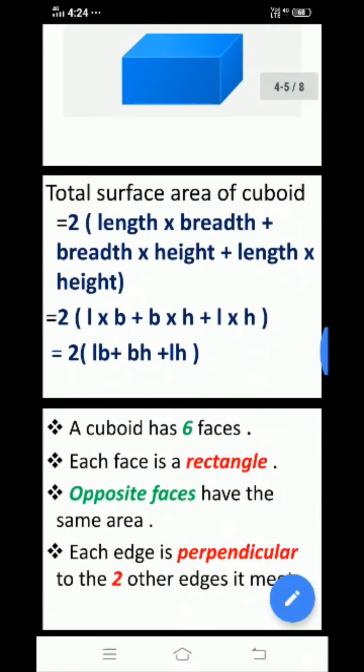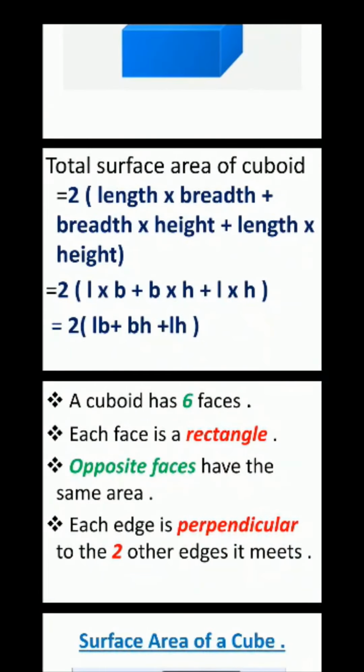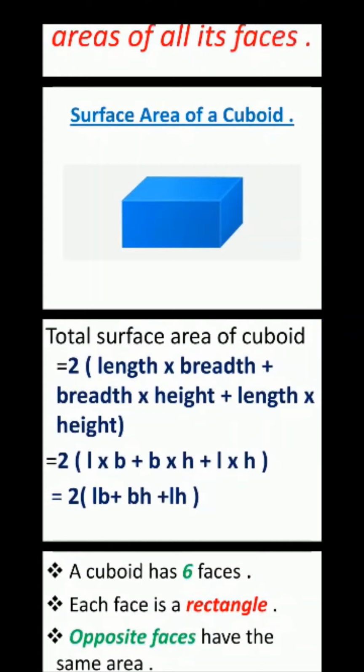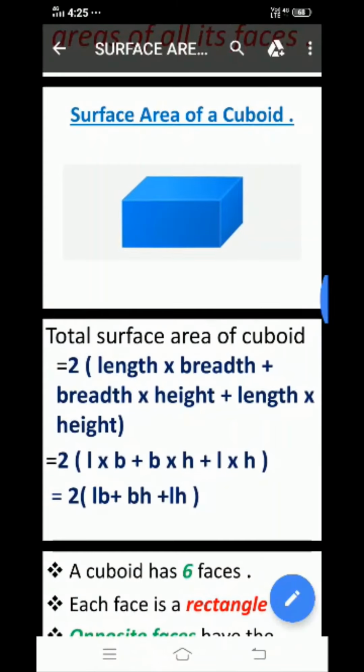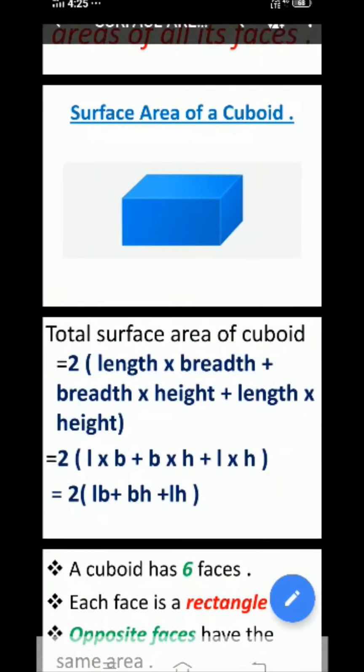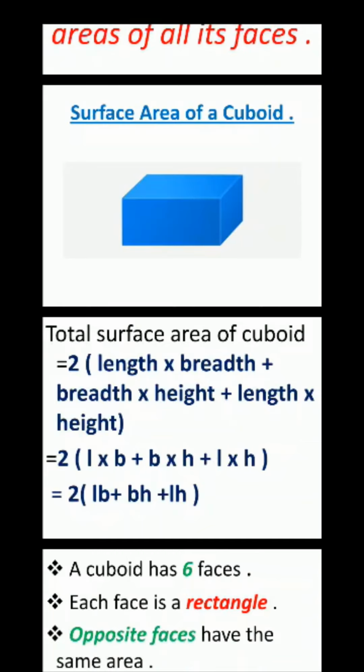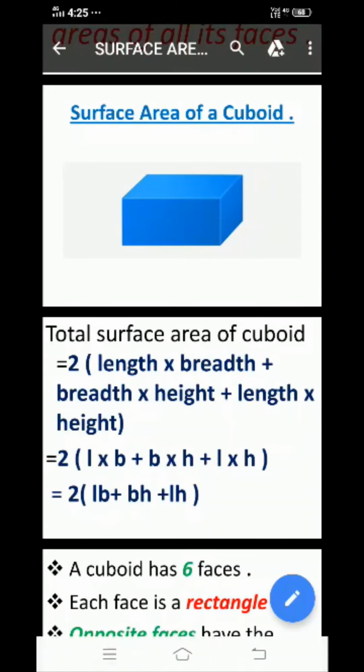Okay, now next is opposite faces have the same area. See, the opposite of this is that one. This face and this face have the same area, and if you see the opposite face of this, the opposite face of this is this part, which also has the same area.